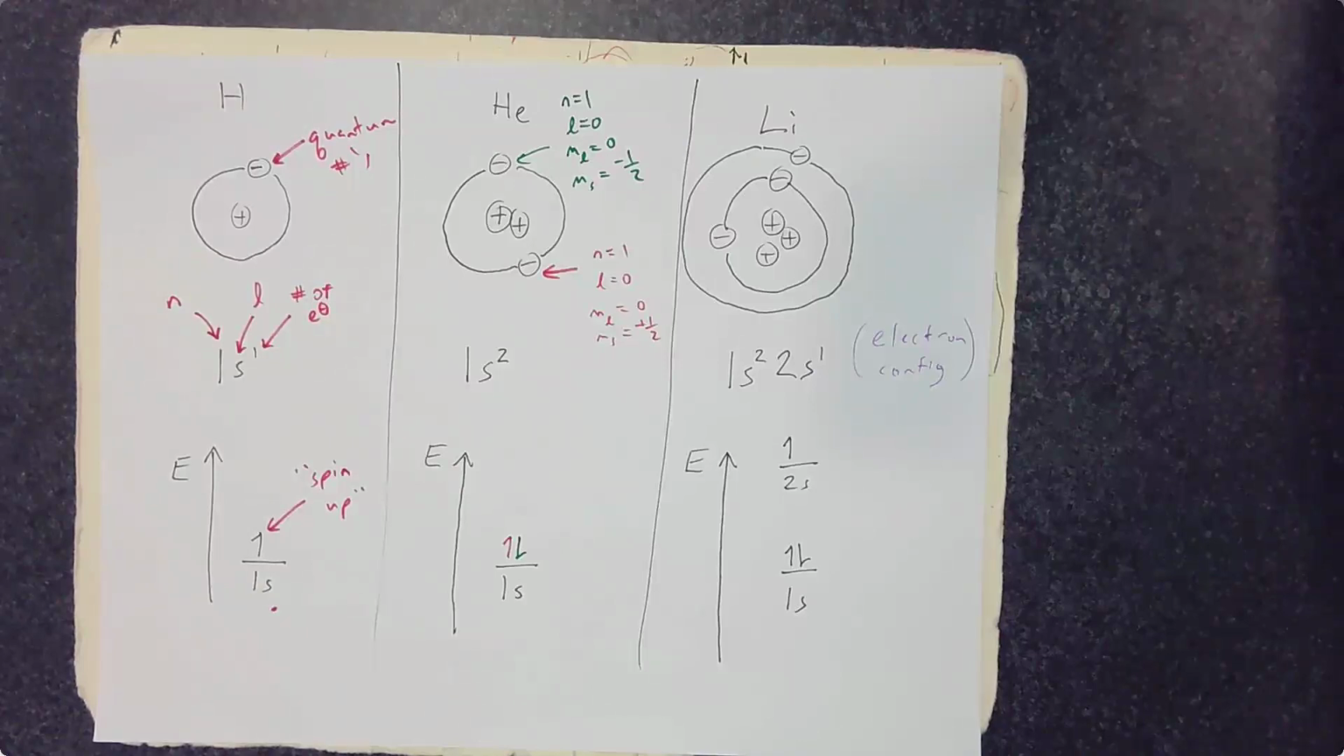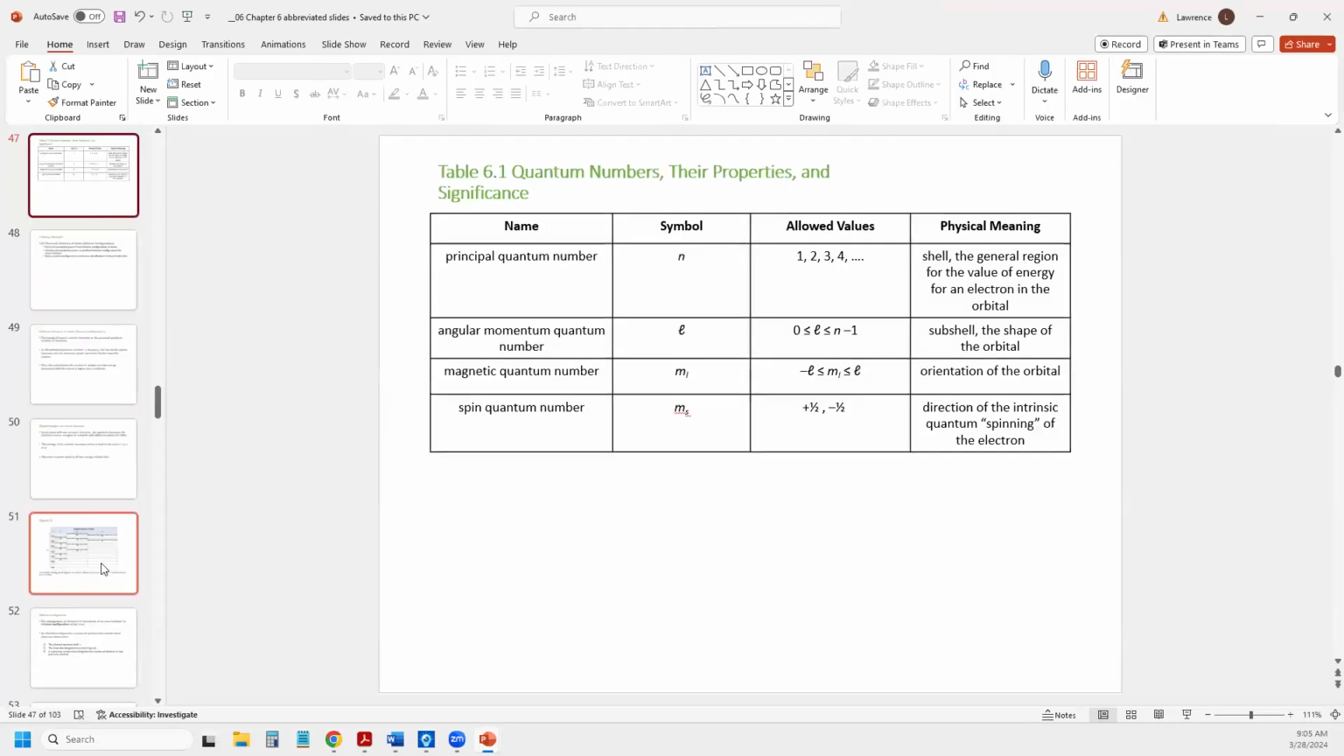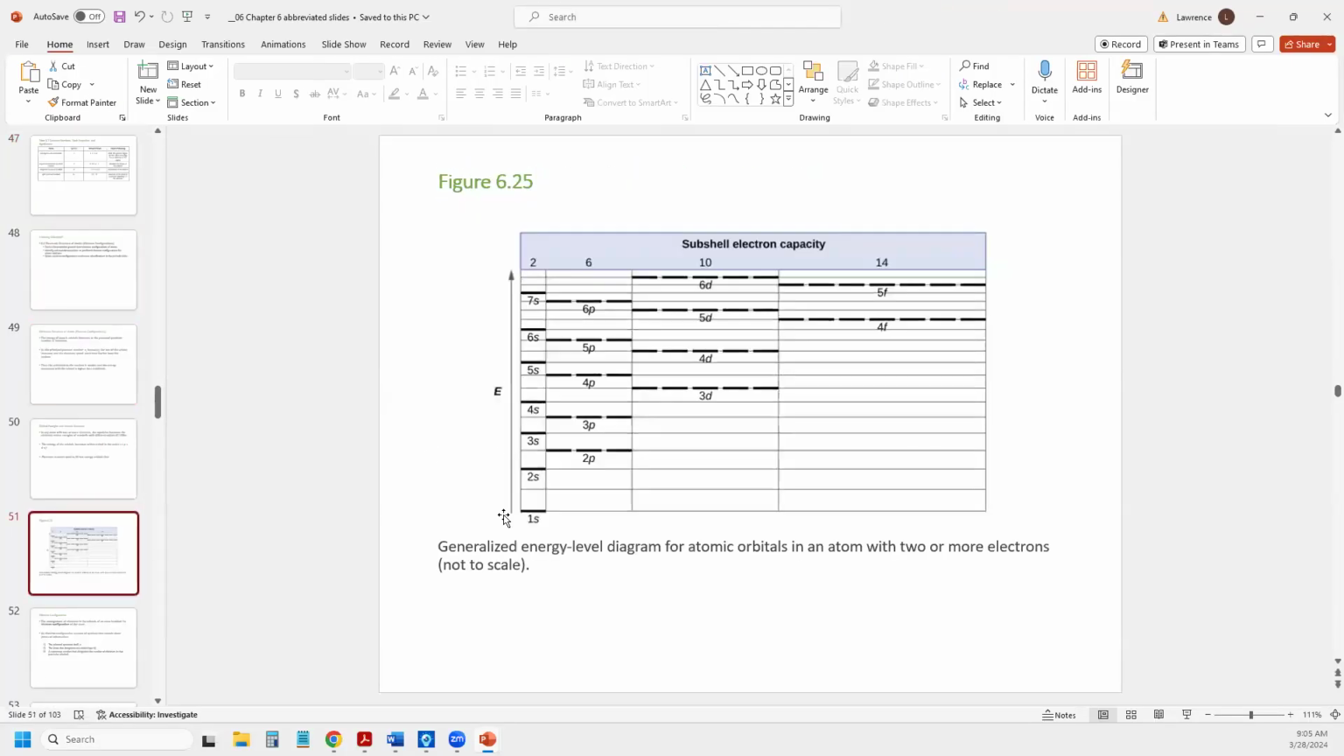Why is it 2s1 and not 2p1? The 2p orbitals are higher in energy than the 2s orbitals. We're going to see one with 2p in a minute, and I think it'll make sense at that point. We're going to go up to that.